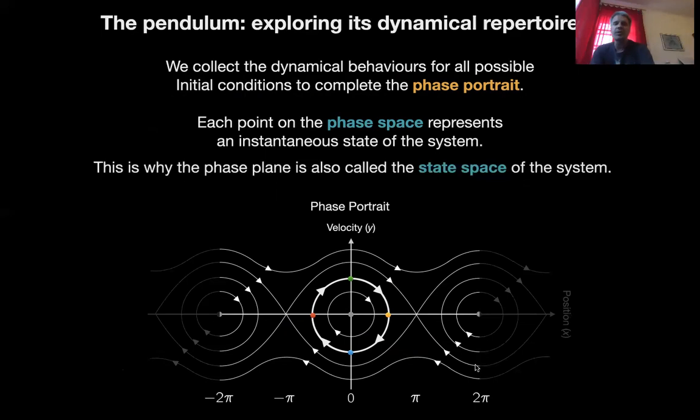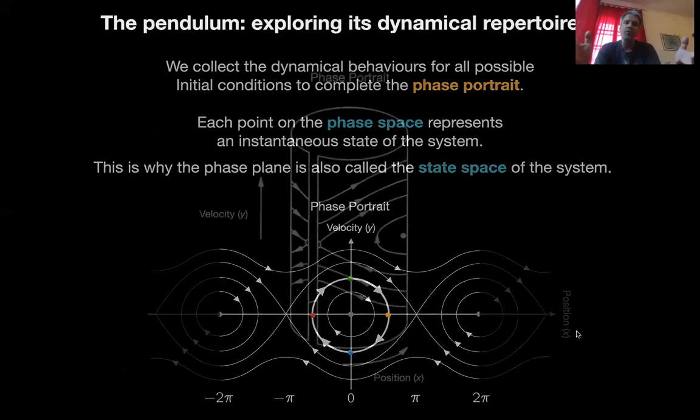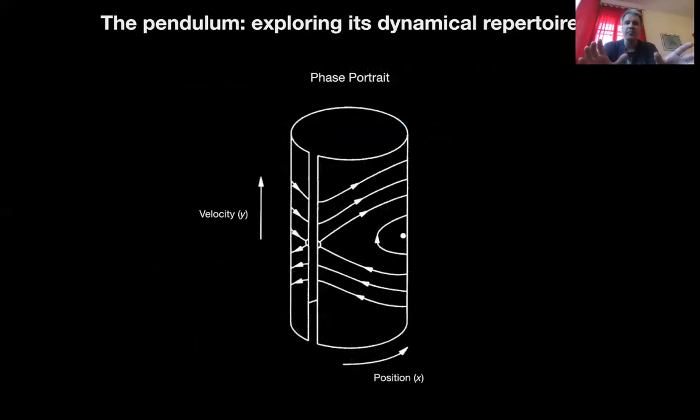Because this repeats outside here, we can do this sort of toilet roll trick. We can roll up the state space, the phase space, on a cylinder and depict it this way. It's a very compact way. If we have this cylindrical phase portrait of the system and we understand it, we understand all the behaviors the system has. We understand completely what the system can do. This is how dynamical systems models are useful as a tool to get explanations of what a system can do.